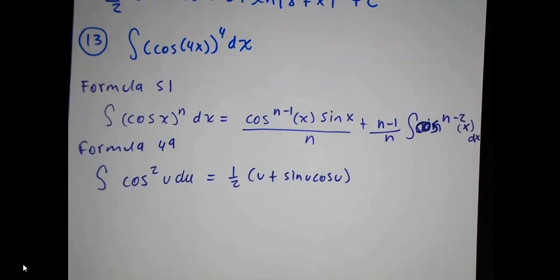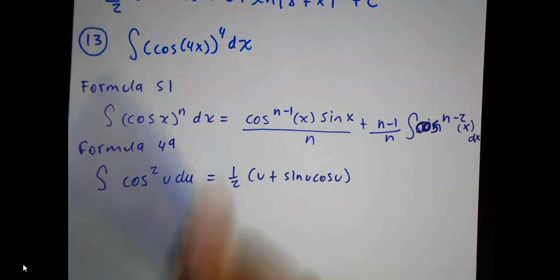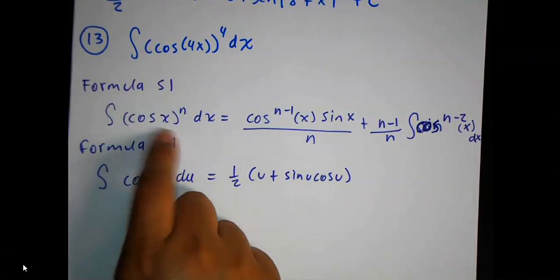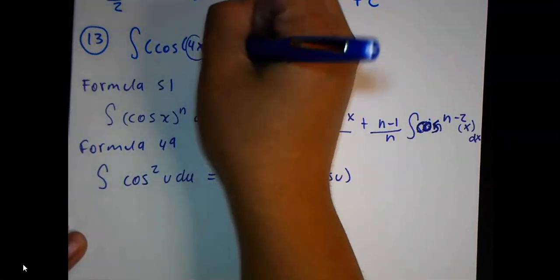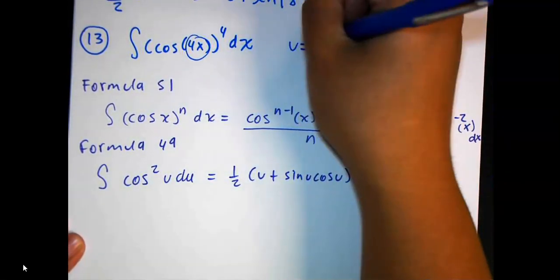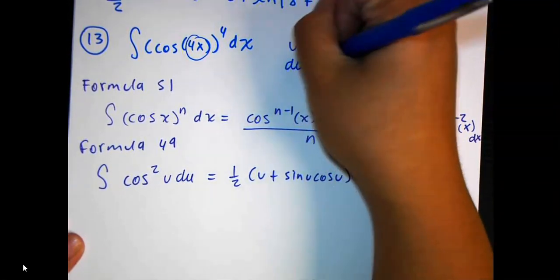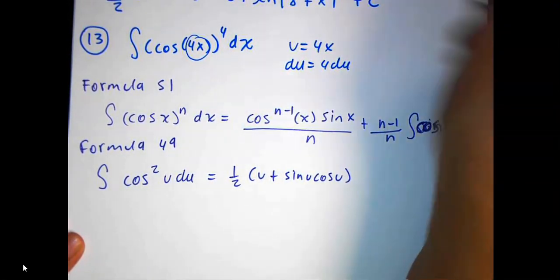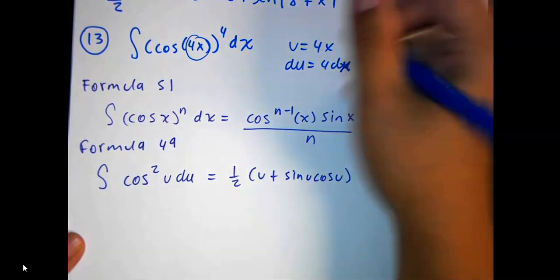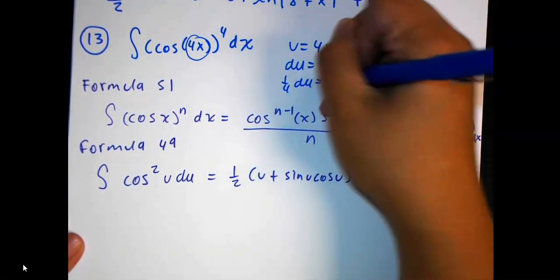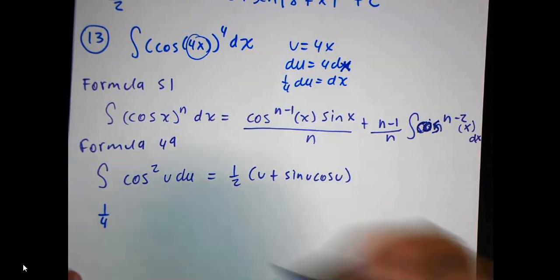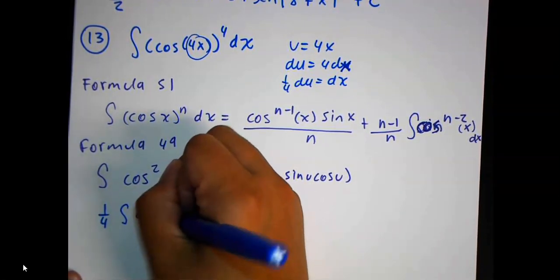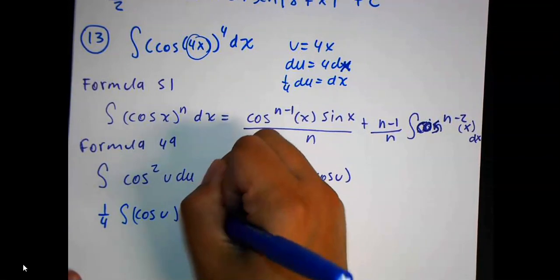Okay, this last one, it has cosine of 4x to the 4th power. So this is the first equation that we are going to use. But in order to use it, you see how I have a 4x right there on the inside? I'm going to have to do a u substitution. 1/4 du equals dx. So I'm going to have to put 1/4 integral of cosine of u to the 4th power.